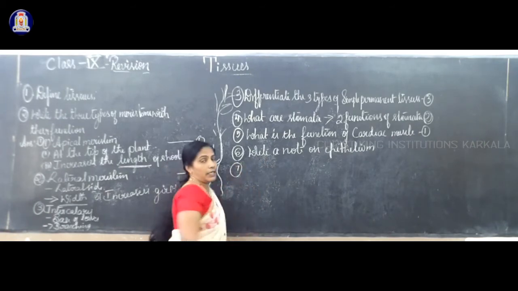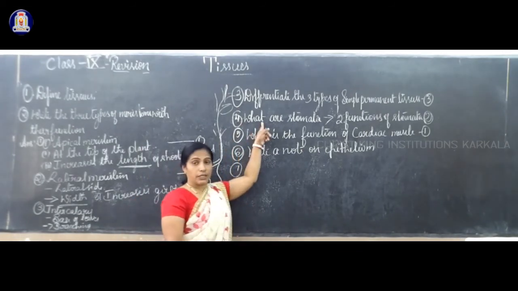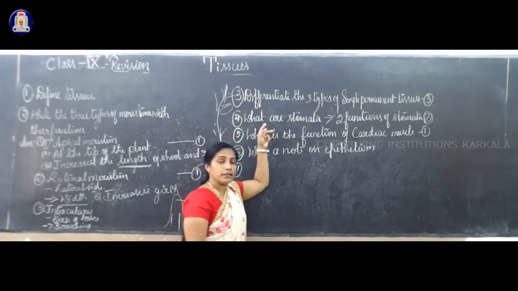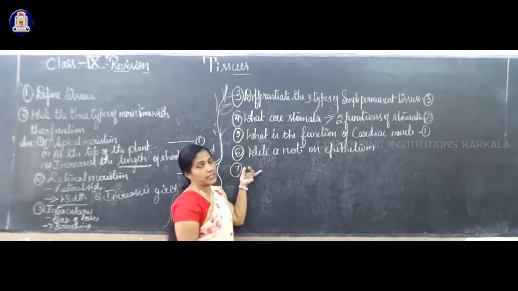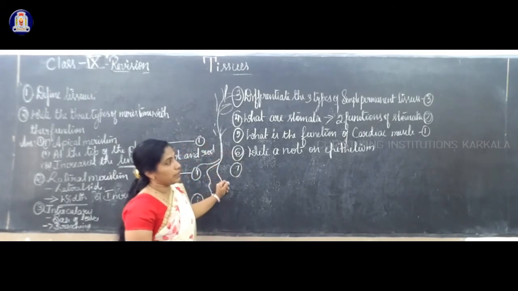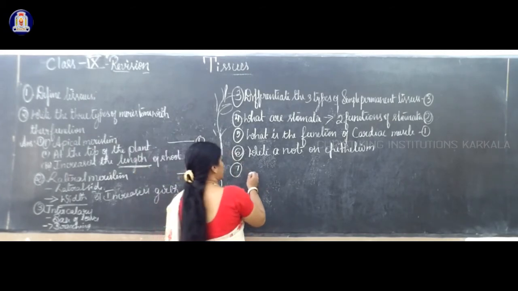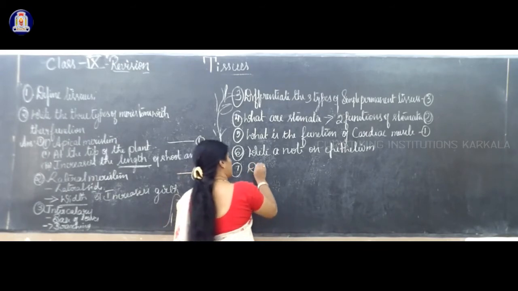7. Write a note on protective tissue or epidermis. So where you will get the stomata, 2 layers, upper layer, lower layer. That is only once it came in a question paper. So what are the stomata? 3 functions of stomata, main question, again very important question.